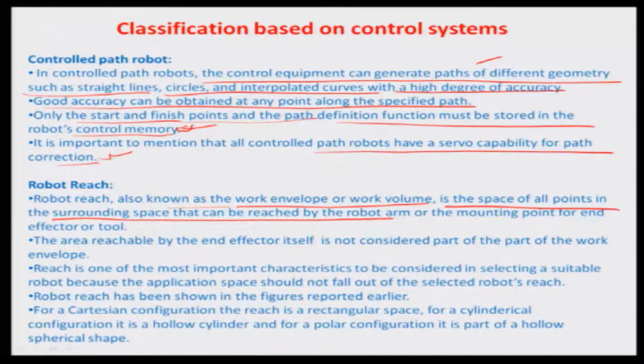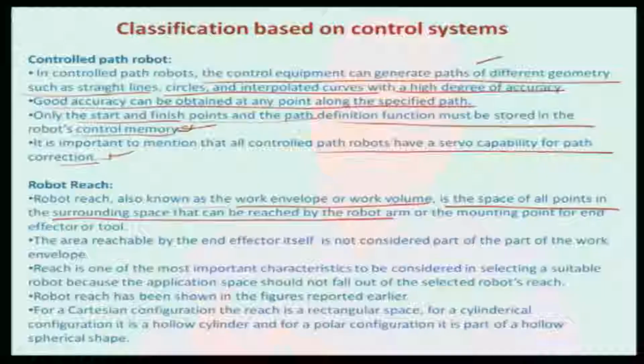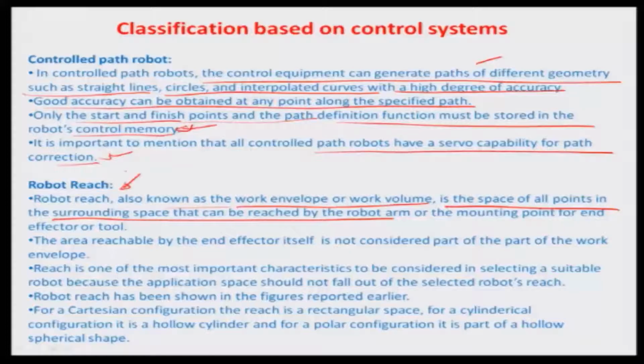I think we had already shown you the dotted envelope around a spherical coordinate robot, or a cylindrically accessible robot, etc. And it really depends on two things. One is the mounting point or the location at which the base of the robot is fixed, and the other is the reach of the end effector, given the maximum flexibility and the maximum stretch executed in a particular system. So that is how you will define the robot reach.